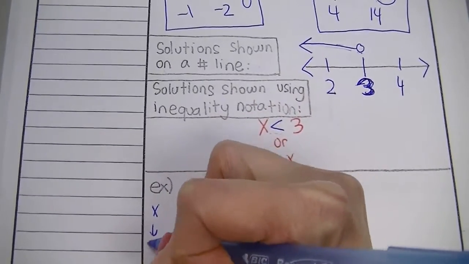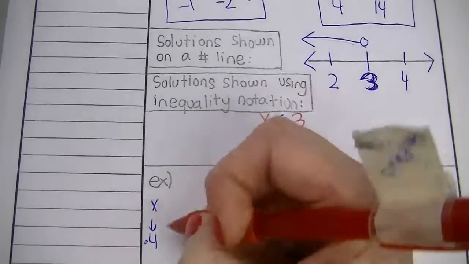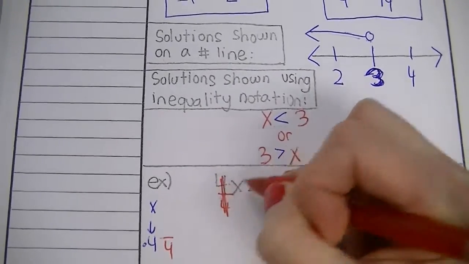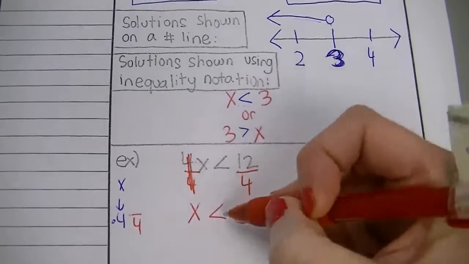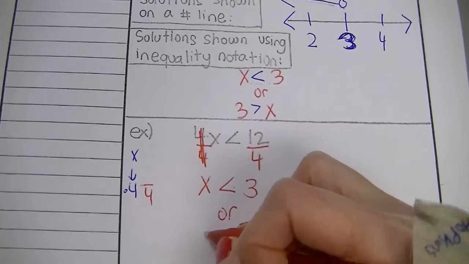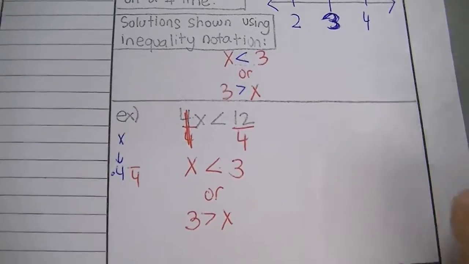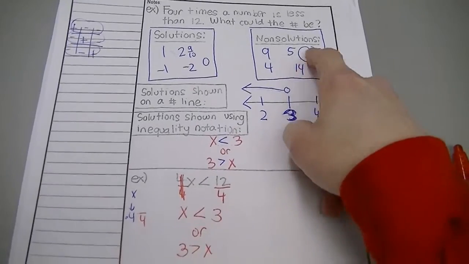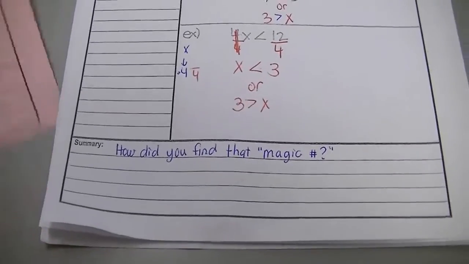So we start with x, then we multiplied it by 4, and then that's all we did. So the inverse operation of timesing by 4 is to divide by 4, so you're going to divide both sides by 4. 4 divided by 4 is 1, 1 times x is 1x, or x. 12 divided by 4 is 3, and just bring down your inequality. Look at matchy-matchies. So you can also write it as 3 is greater than x. Okay, same thing. So for your summary, how did you find that magic number? How did we know that 3 was the magic number? Then go ahead and turn the page over, please.